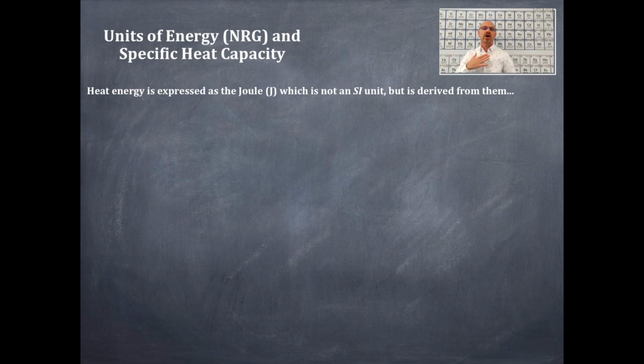So the heat energy is expressed as the joule, not like the family jewels or the jewels that you wear on your ring or something like that. The joule is not an SI unit, but it is derived from a set of them. And here it is. So 1 joule is equal to kilograms times meters squared divided by seconds squared. That is a very important set of units to memorize because we're going to be using that multiple times.